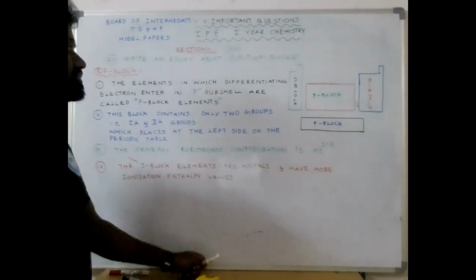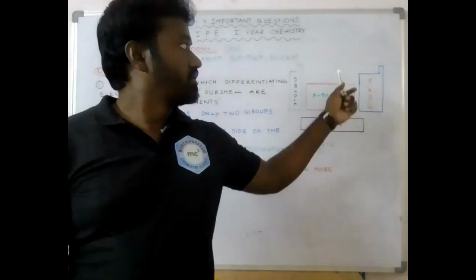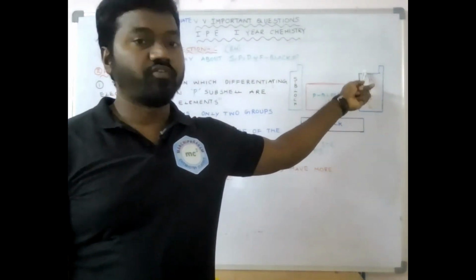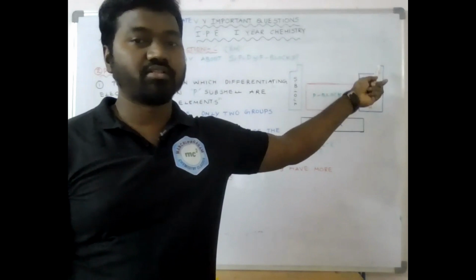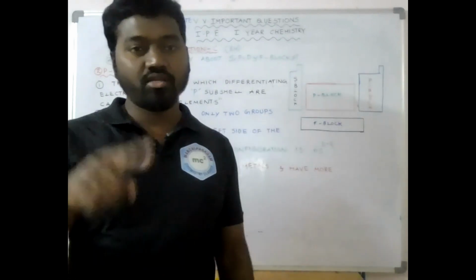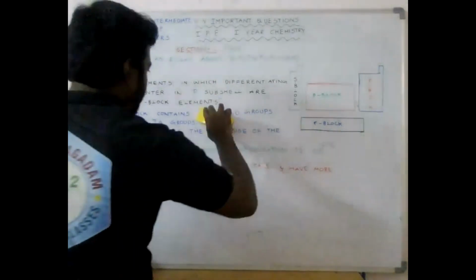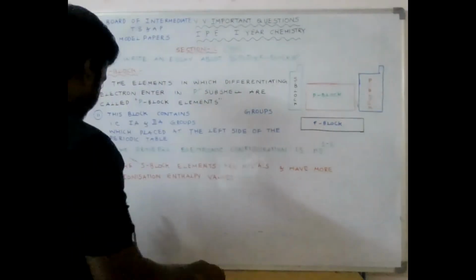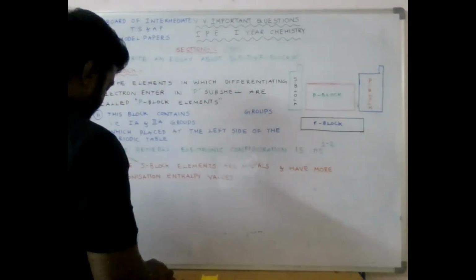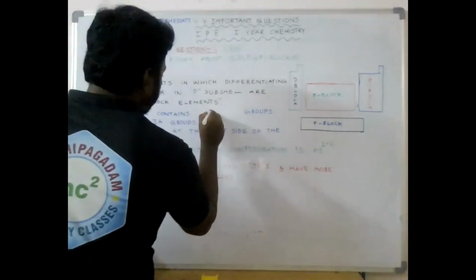Okay. This block contains how many groups here in the P block? Third A, fourth A, fifth A, sixth A, seventh A, eighth A. Total how many? 6 groups. Okay. So this block contains how many groups? You should write this block contains 6 groups.